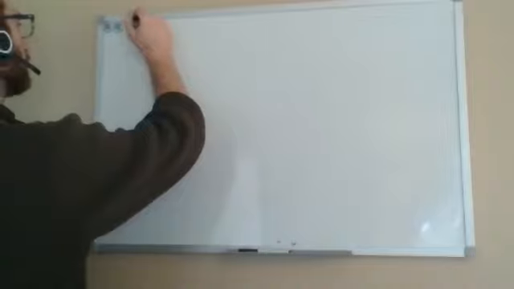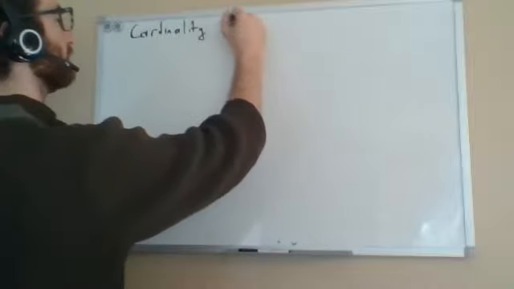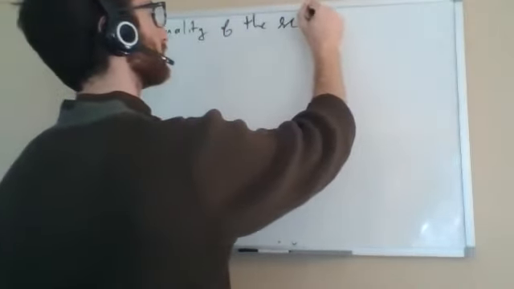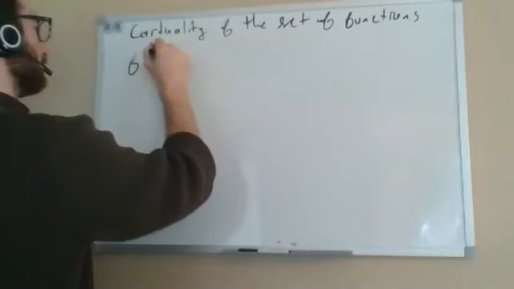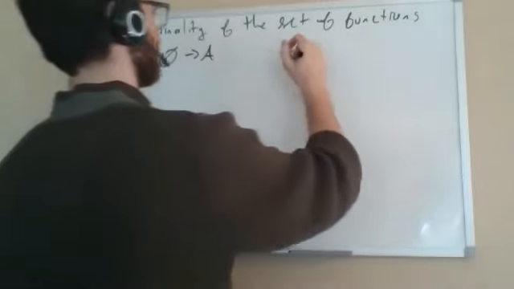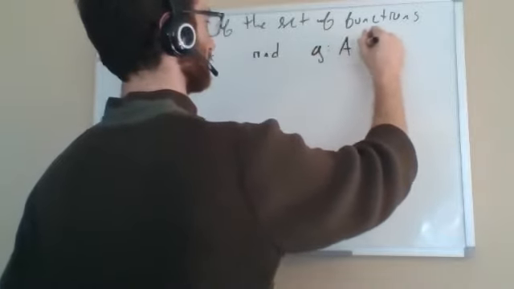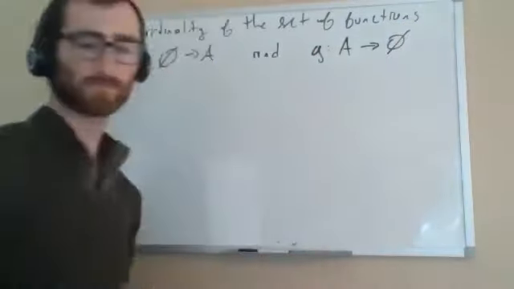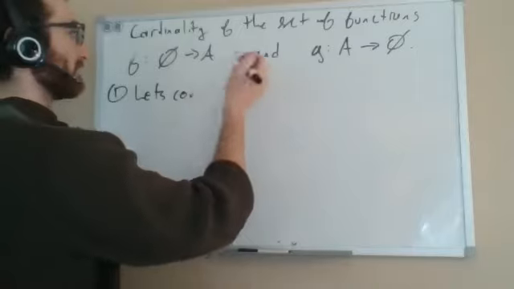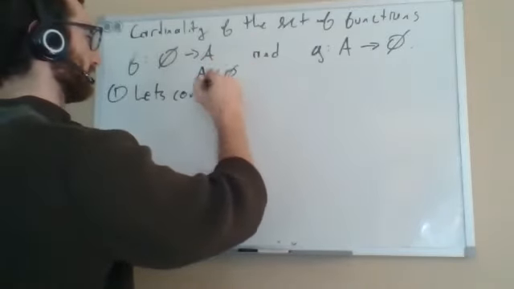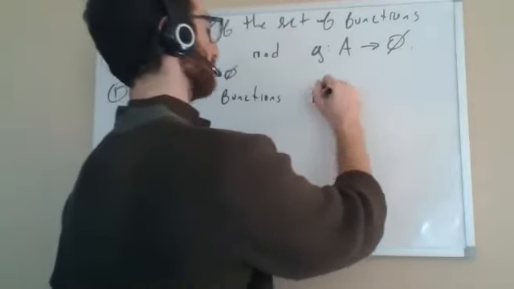This is asking for the cardinality of the set of functions f from the empty set to A and say g from A to the empty set. Okay, first, let's count where A is not empty, A not equal to the empty set. Let's count functions from the empty set to A.